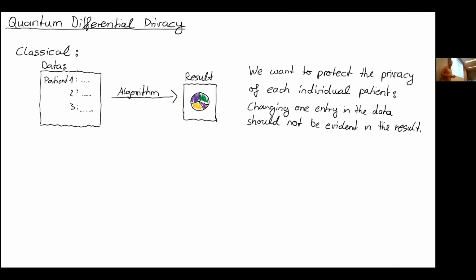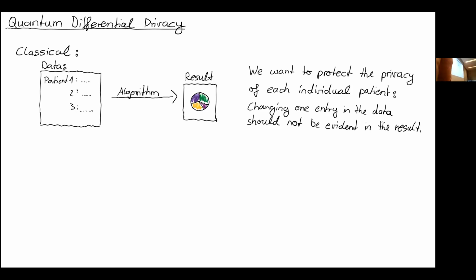How this is usually done is, if you have a list of all the patients and the data, and you change the data of one particular individual in the database, the outcome of the algorithm should still be more or less the same. That ensures that you can't say what data this one individual contributed to the database. You only get an overall statistical picture of the data.